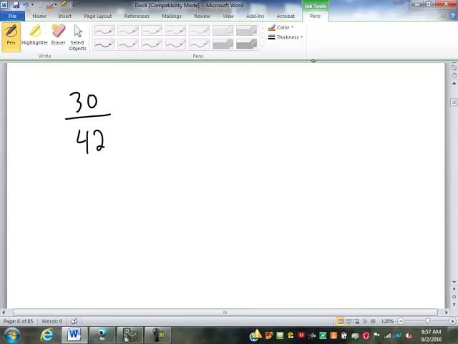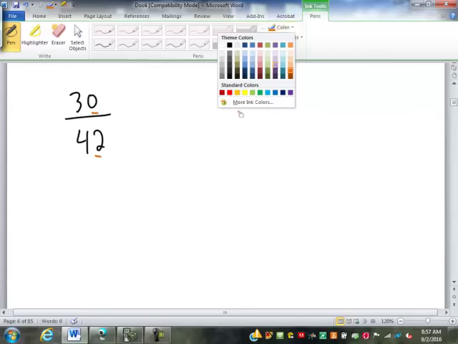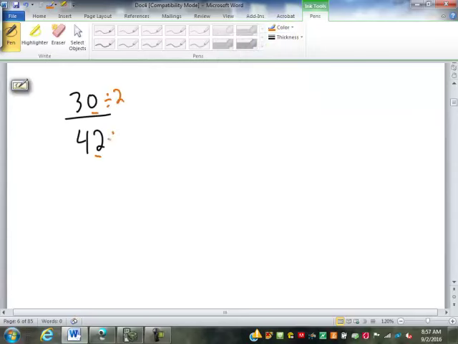If that doesn't work, then my next step is to look at, are they even? By even, I mean that last digit is a 0, 2, 4, 6, or 8. Both of these are even, so that answers my question to that one. So that means both of those can be divided by 2. 30 divided by 2 is 15. 42 divided by 2 is 21.